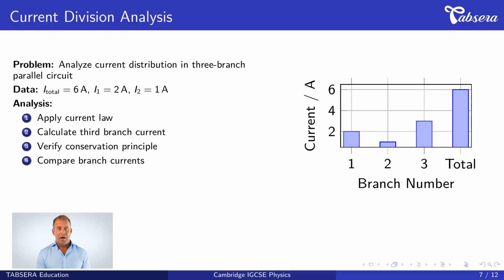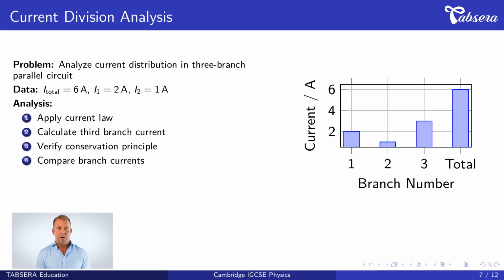Example 2 applies current conservation to analyze circuit behavior. The problem asks us to analyze current distribution in a 3-branch parallel circuit. The data shows total current equals 6 amperes, branch 1 current equals 2 amperes, branch 2 current equals 1 ampere. Now we analyze systematically. First, apply Kirchhoff's current law. The total current must equal the sum of all branch currents.